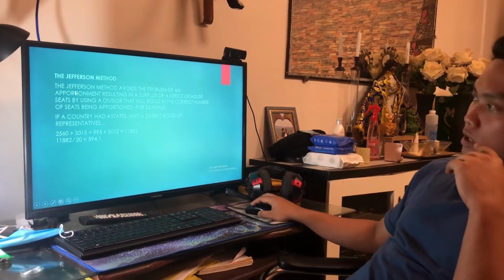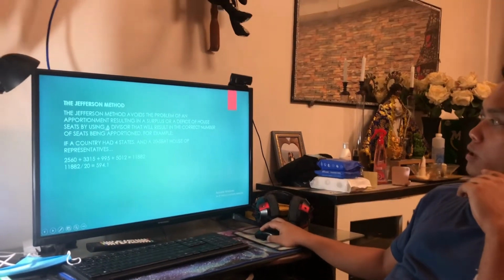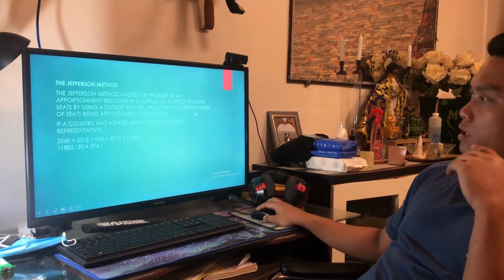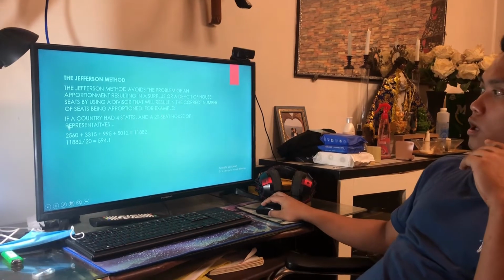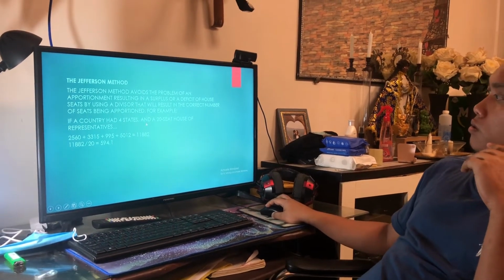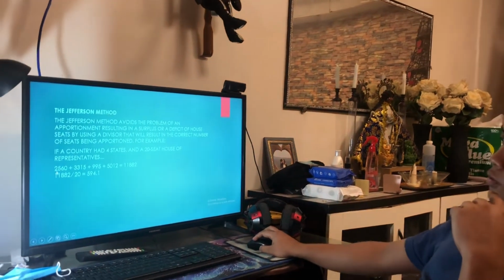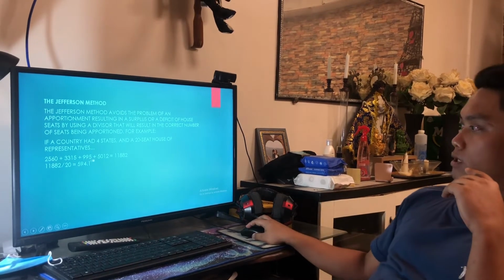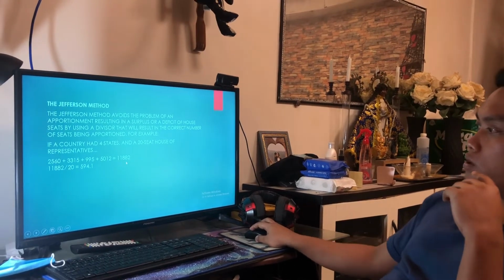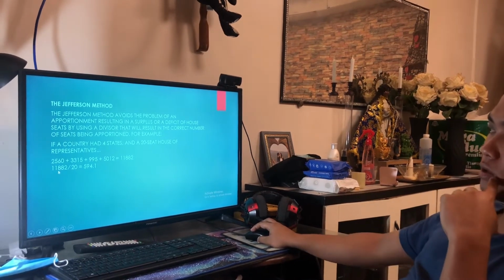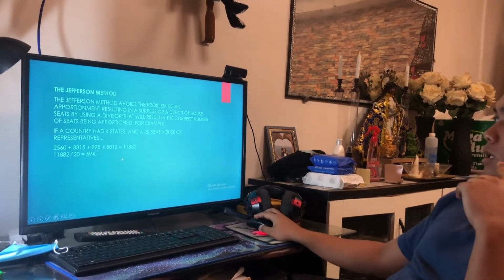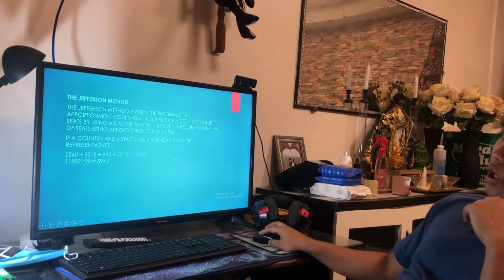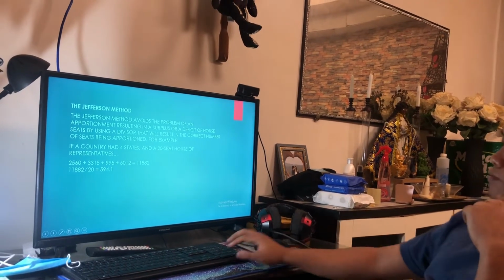The Jefferson method avoids the problem of apportionment resulting in a surplus or a deficit of house seats by using a divisor that will result in the correct number of seats being apportioned. For example, if a country had 4 states and a 20-seat House of Representatives, 2,560 plus 3,315 plus 995 plus 5,012 is equal to 11,882. 11,882 divided by 20 is equal to 594. The Jefferson method and the Hamilton method have a similar way of calculating.